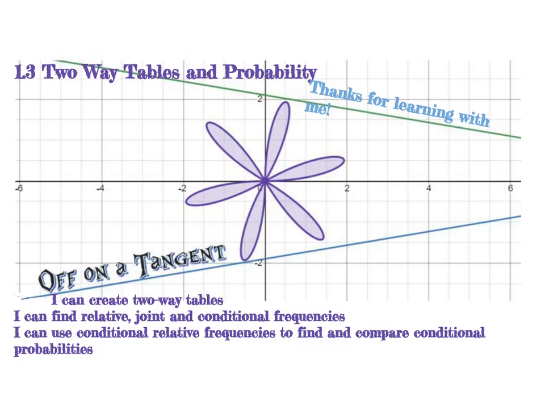All right, in this video, our goal was to be able to create two-way tables, to be able to find relative, joint, and conditional frequencies, and that we could use conditional relative frequencies to find and compare conditional probabilities. So hopefully you have a better understanding of all these different types of two-way tables and how to use that data to draw conclusions.